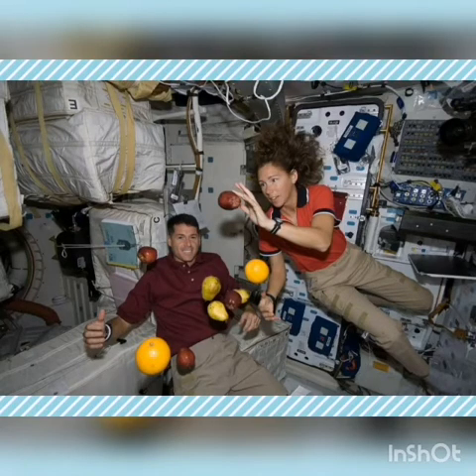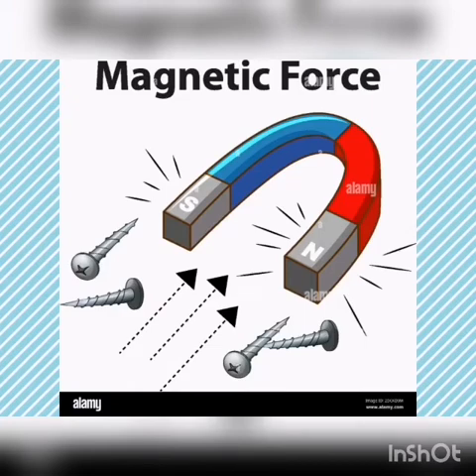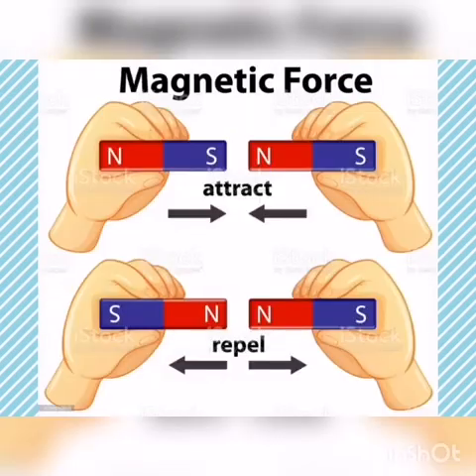Next force is magnetic force or magnetism. You may be familiar with magnetic force. An example is a magnet. A magnet attracts metals towards itself. So the force with which a magnet attracts metal such as iron and nickel and other magnets is called magnetic force or magnetism. Magnets with same poles repel each other with the help of a magnetic force.